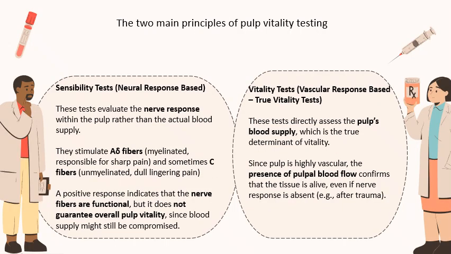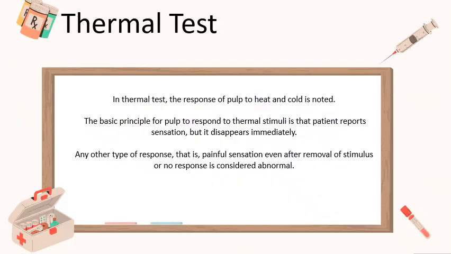There are two broad categories. The sensibility test measures the neural response of the pulp. It relies on stimulating nerve fibers, especially the A delta fibers that give sharp pain. These include thermal tests and electric pulp testing. Then comes the true vitality test, which is vascular based, measuring the blood supply of the pulp. Since vascularity is the real determinant of vitality, these are more accurate. Let's review the common methods.